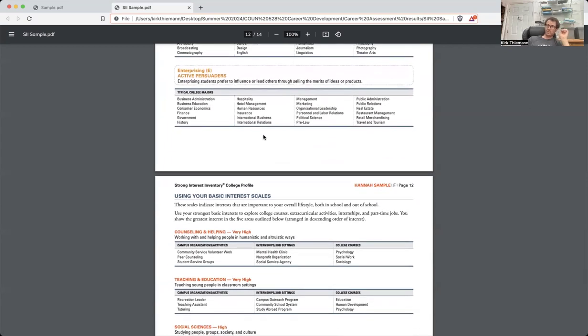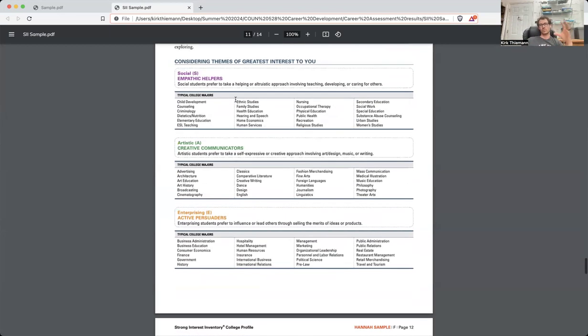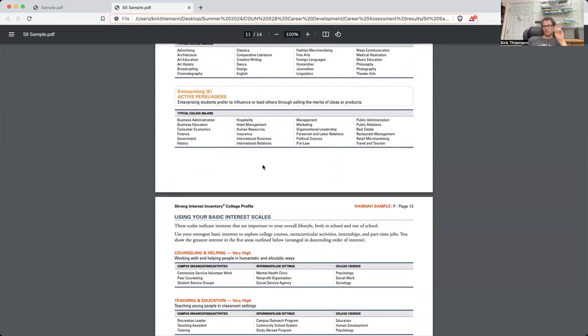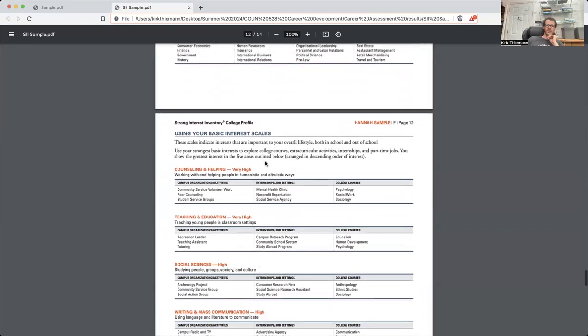And sometimes people just have one highest code. Let's just say Hannah had a very high score for social and then everything else was very little interest, it won't show the top three because the others were low. It will just show social as being the highest. So just something to consider. Sometimes there are just two codes shown as the primary codes to emphasize.